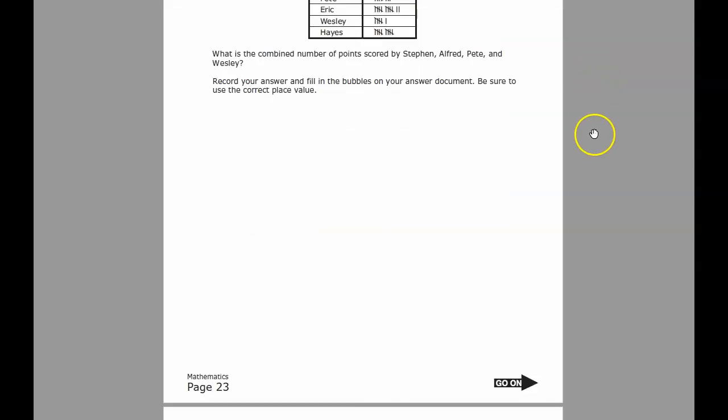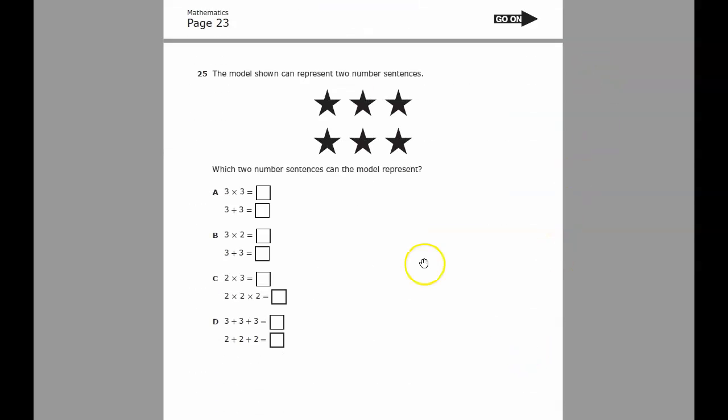And our last question. The model shown can represent two number sentences. So what does this look like we have here? Looks like we have an array, right? I have a 2 by 3 array. And that's going to equal 1, 2, 3, 4, 5, 6. Which number sentence can the model represent?